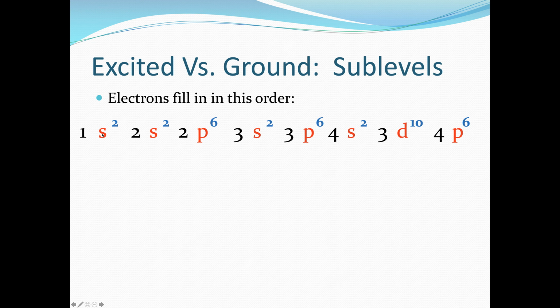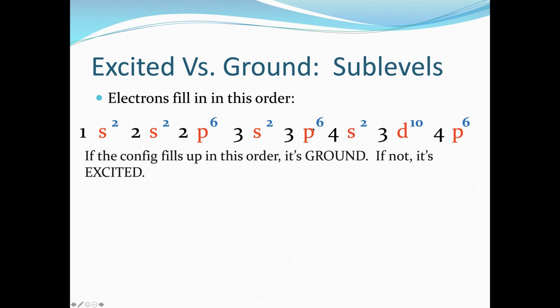So as long as one of them fills up before you move on to the next one, you're in good shape. So if it fills up in this order, then it's ground. If it doesn't, then it's excited. So 1s2, 2s2, 2p. Well, the last one doesn't have to fill up. Everything that came before it filled up before we got to it. Since it fills up in order, it's the ground state.